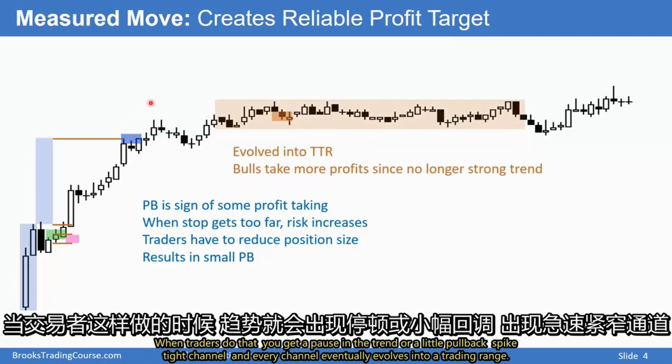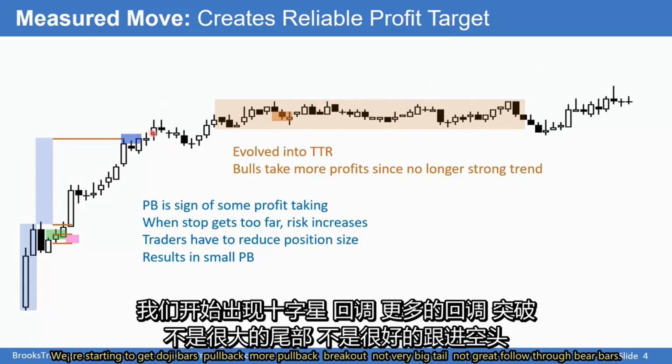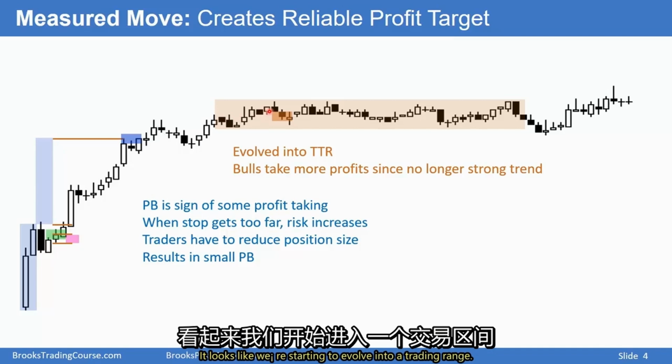Spike, tight channel, and every channel eventually evolves into a trading range. And that's what's taking place here. We're starting to get doji bars, pullback, more pullback, breakout, not very big, tail, not great follow through, bear bars. It looks like we're starting to evolve into a trading range.